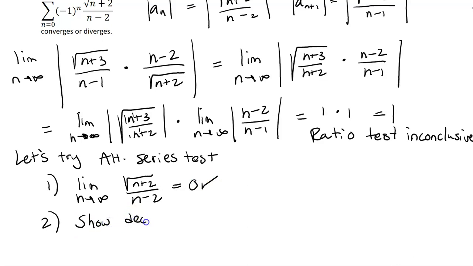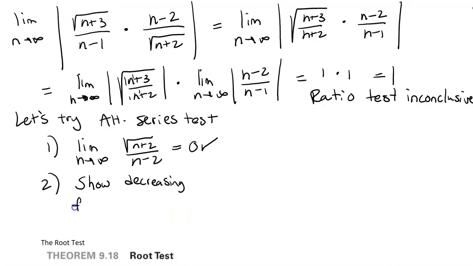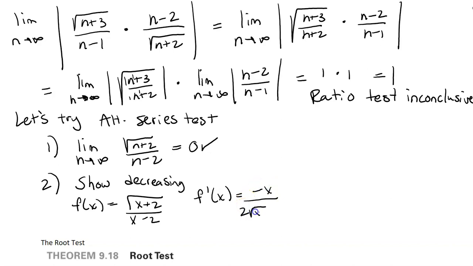I don't know about you. With this one, with the square roots, I don't really like to compare terms as much. So I'm going to look at f of x being the square root of x plus 2 over x minus 2. And I would take the derivative of this and show that we get something that's decreasing. I'm not going to work through all the details, but you would need to use the quotient rule, and you would get negative x over 2 square root of x plus 2 times x minus 2 squared. And for x's that are positive, which all of these would be because n is approaching infinity, this would be a negative value. So we can say that f of x is decreasing.